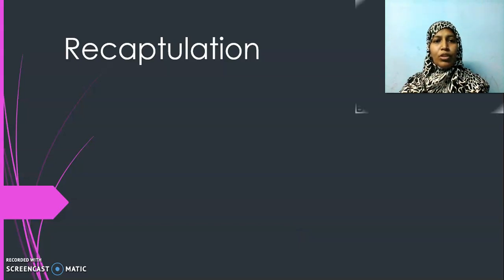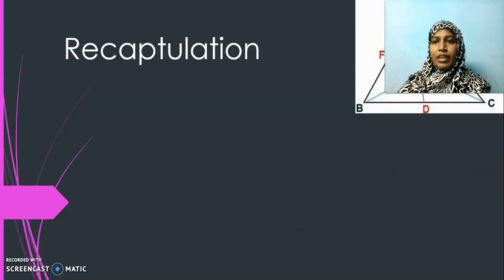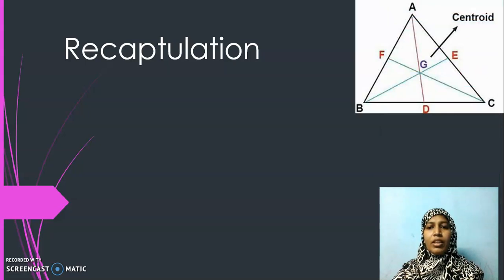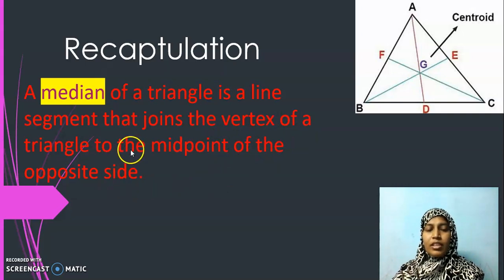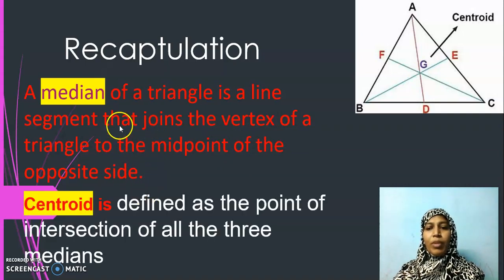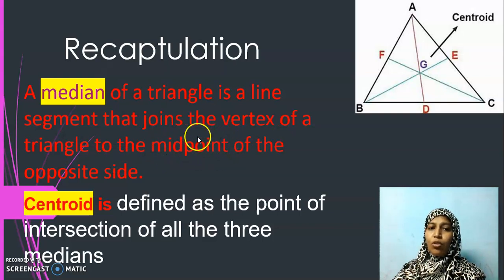Then we are going to see about the centroid. We started with medians and centroid. A median of a triangle is a line segment that joins the vertex of a triangle to the midpoint of the opposite side. Based on these 2 concepts, you may be asked for the definition or fill in the blanks. I may ask you, dash of a triangle is a line segment that joins the vertex of a triangle to the midpoint. This midpoint is the clue for you to identify that it is the median.